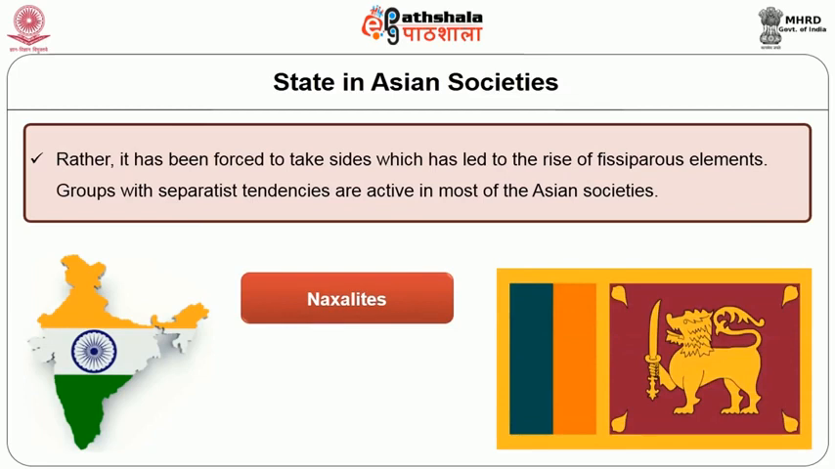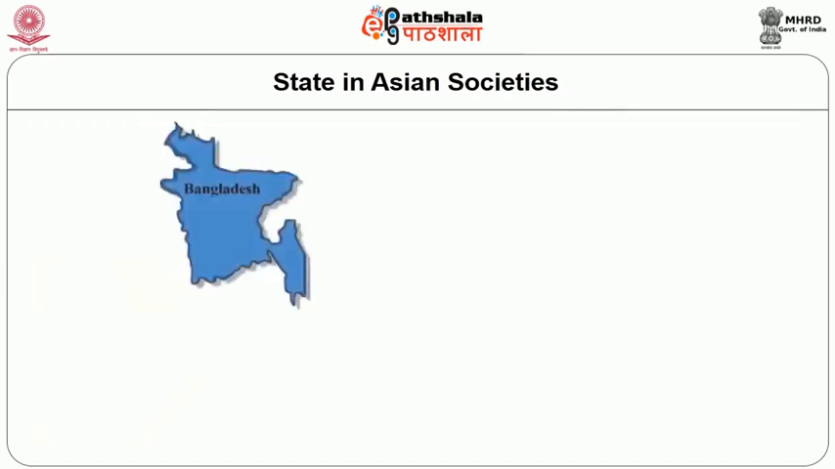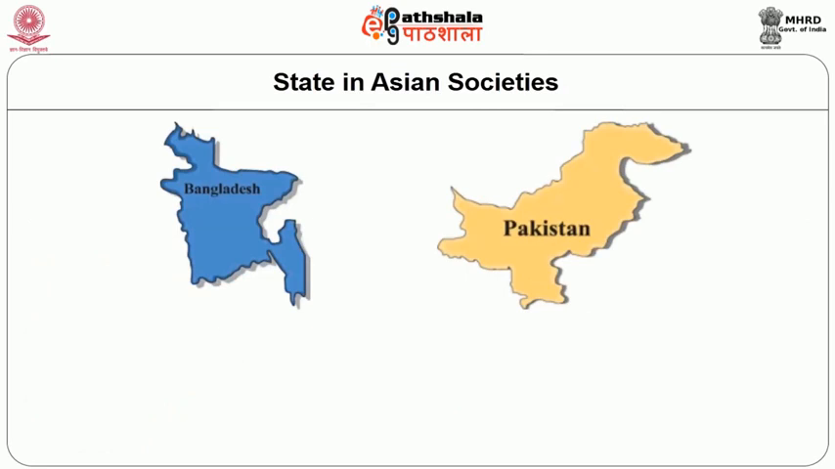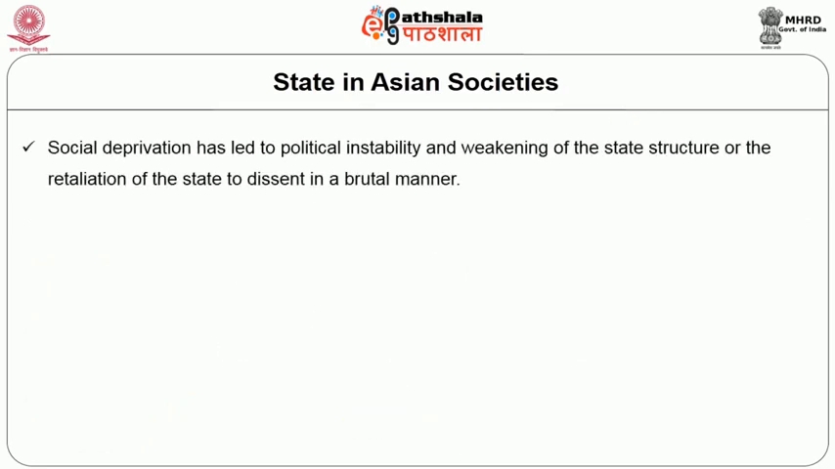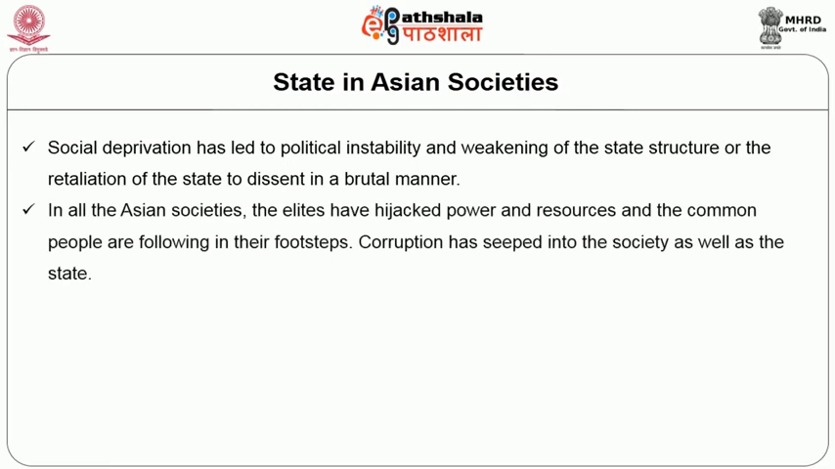Then in Sri Lanka, we have had the Liberation Tigers of Tamil Eelam that challenged the might of the state and government for many decades. Bangladesh and Pakistan have seen periodic coups by the military. Social deprivation has led to political instability and weakening of the state structure. In all Asian societies, the elites have hijacked power and resources, and the common people are following in their footsteps.